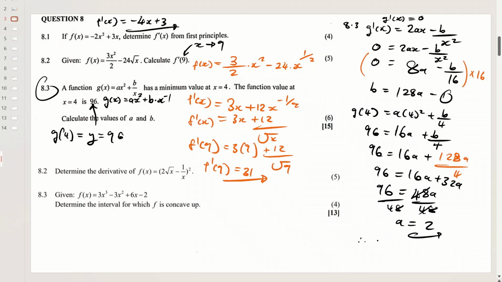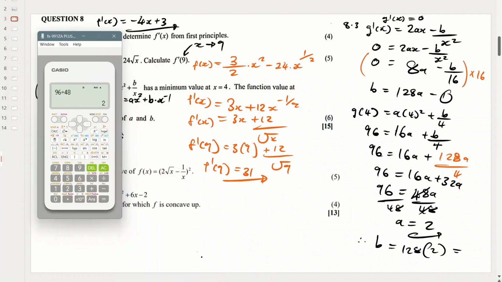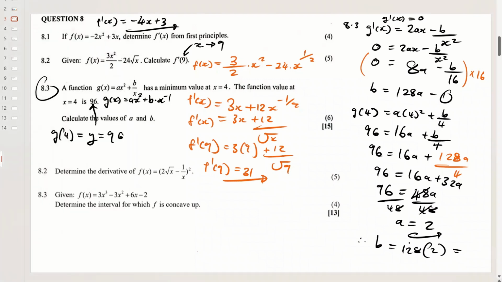Now, how do we find b? We're just going to take a and plug it into this part there. So now it tells you, you have what? 128a, with a being 2. And then this will give you what? Let's see what b is. 128 times 2, that's 256. That's a lot. 256. No, that's 256.